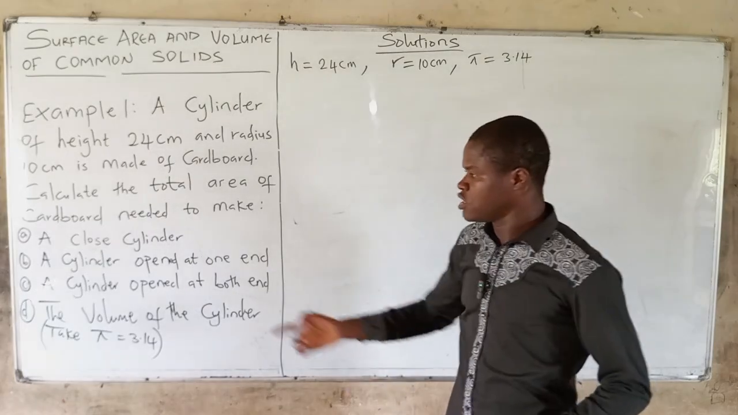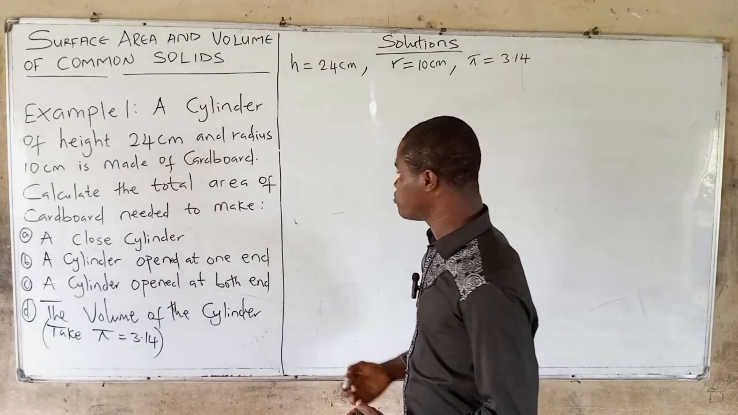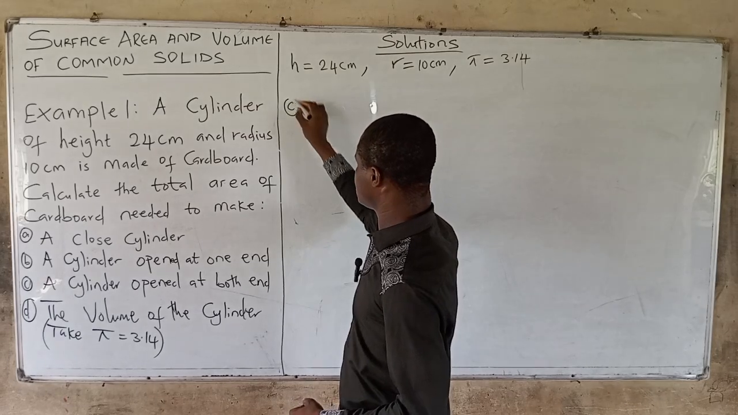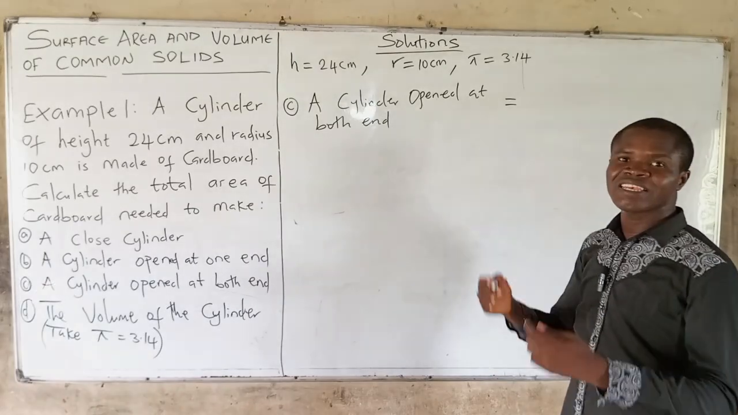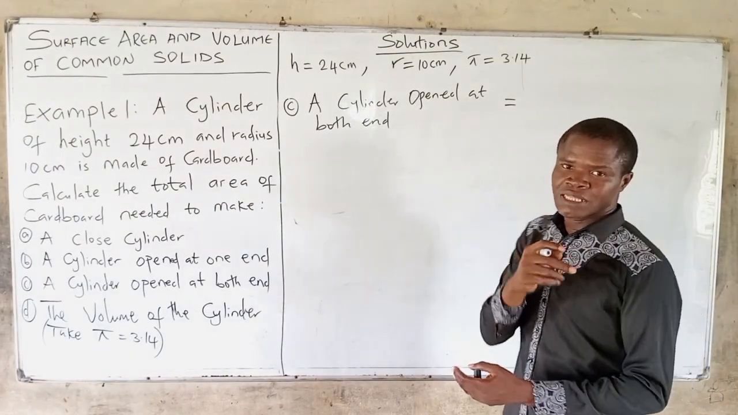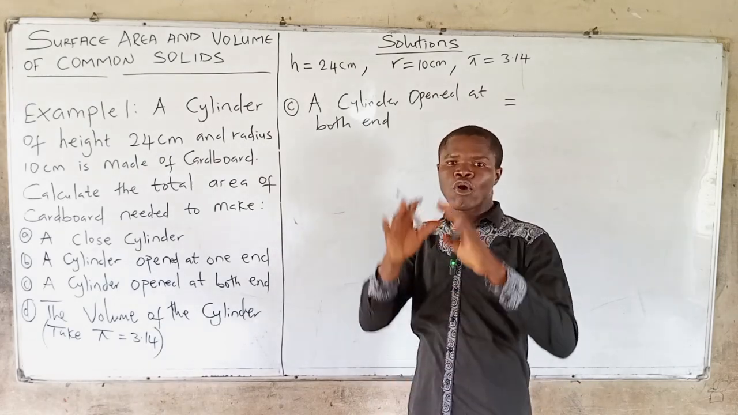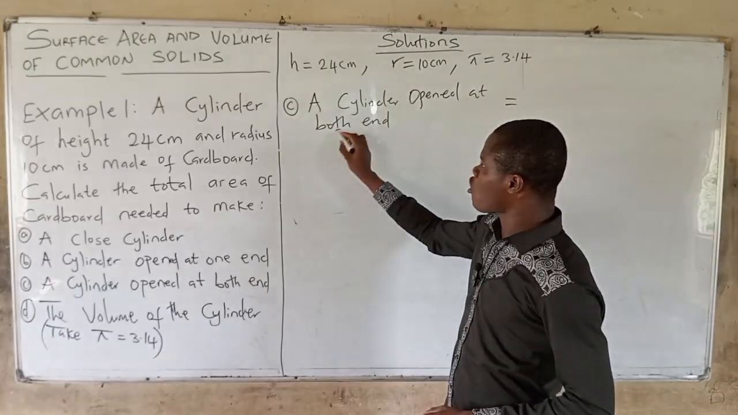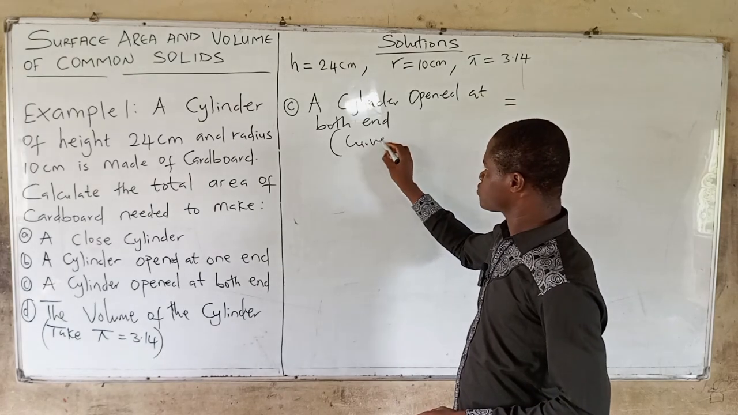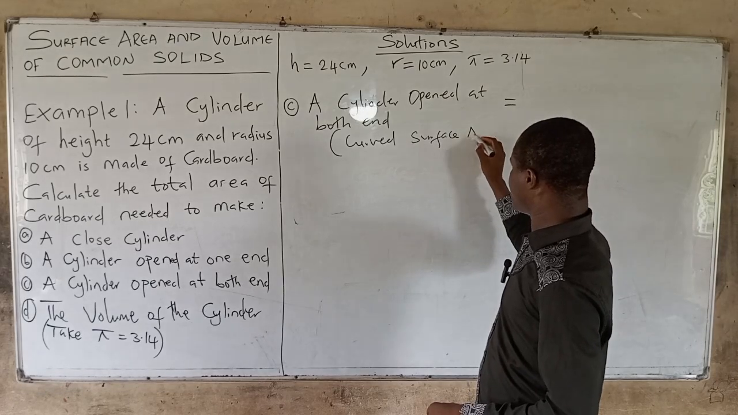So the next is C, a cylinder opened at both ends. Okay, so for a cylinder opened at both ends, that means the circular top is not there, the circular bottom is not there. So we are only left with the curved surface. So it is the same thing as curved surface area.